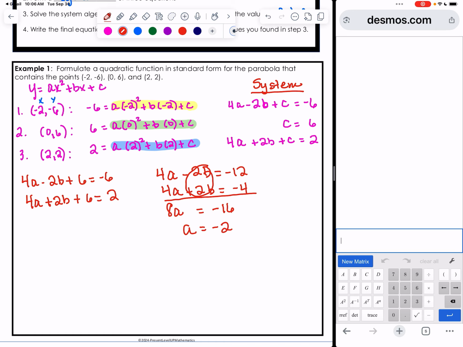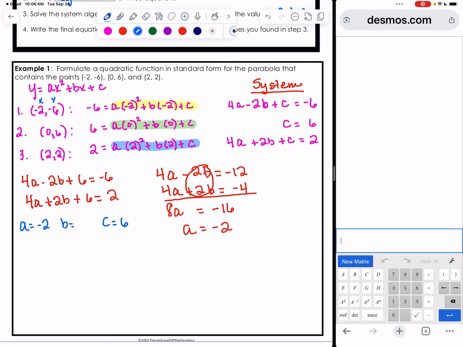So now I know the value of a. Let me write this down, get a different color. I know the value of a is going to be negative 2. I don't know b yet, but I do know that c is 6. The value of c is 6.